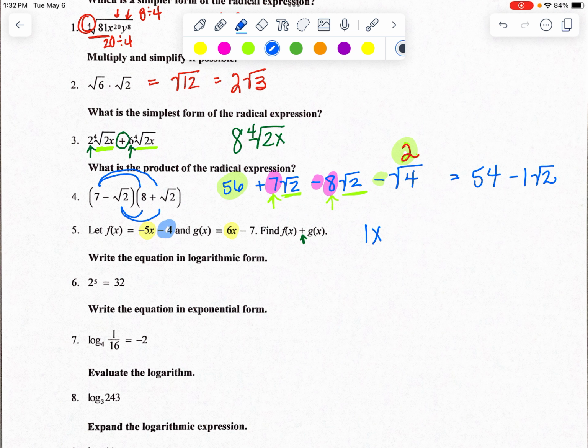And then you have just your numbers, your constants, right? Negative 4 and negative 7. Negative 4 plus negative 7, so that would be negative 11. So we're just going to add.